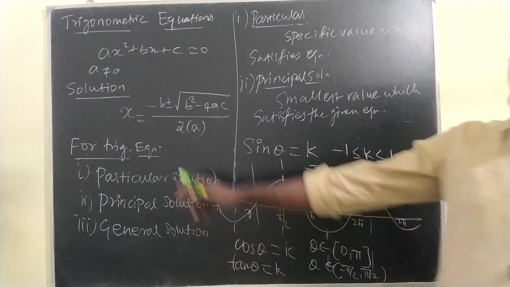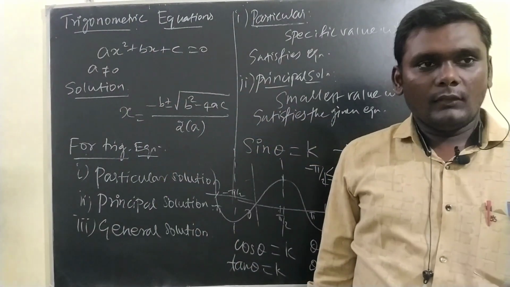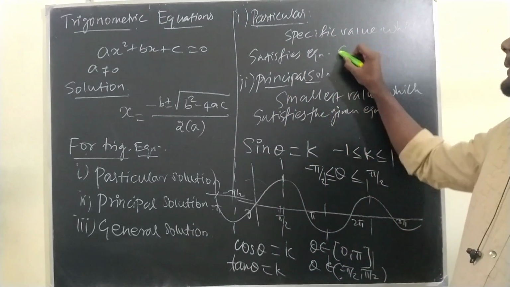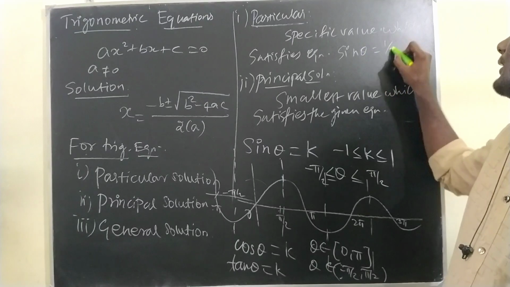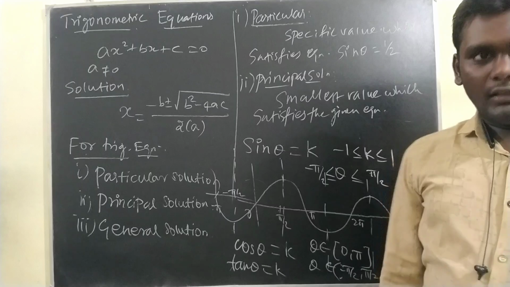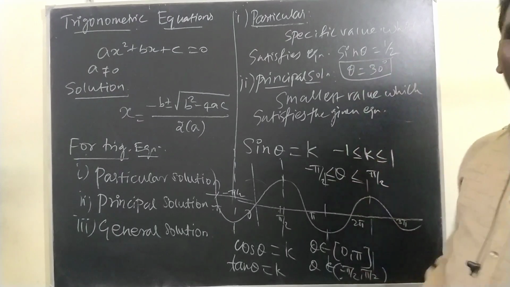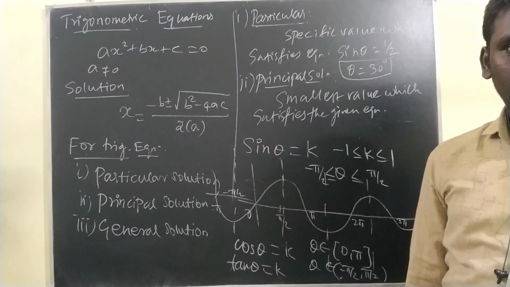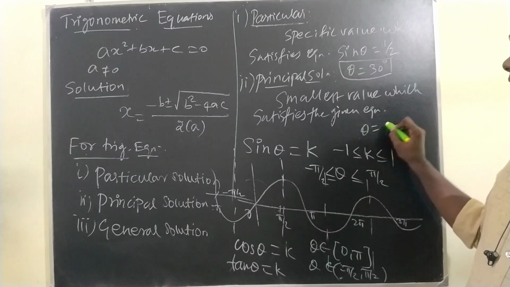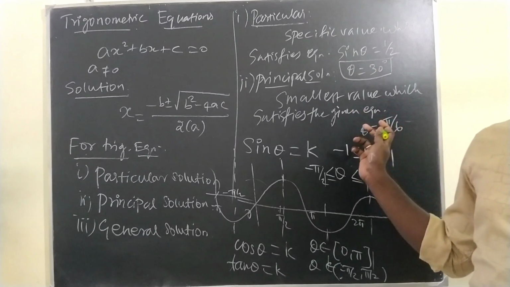I'll tell you once again. This concept you understood, right? What is a trigonometric equation? So we may get three types of solution. First one is the specific solution. For example, you have sin theta equals 1 by 2. Then if you say theta equals 30 degree, that is the particular solution. For the same, if you say theta equals pi by 6, both are literally the same, that is the principal value.